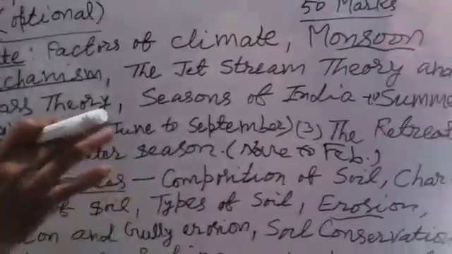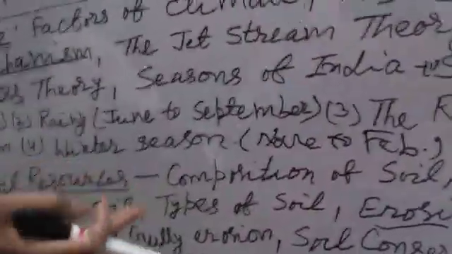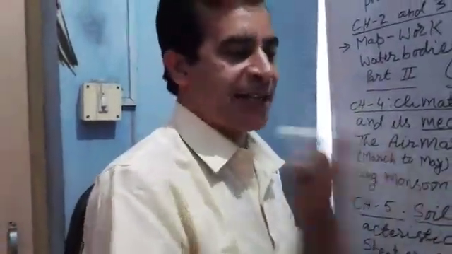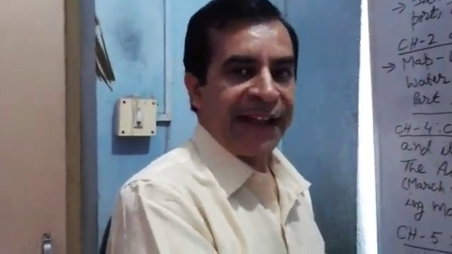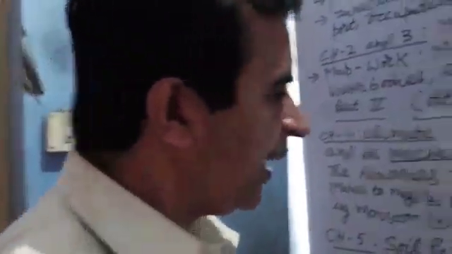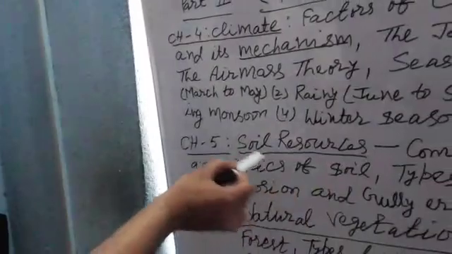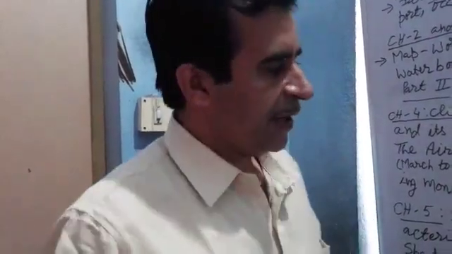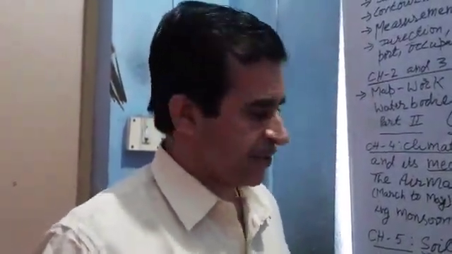December, January, February are the coldest months, and in these months temperature gradually decreases to 15 to 20 degrees Celsius. During this season, the western disturbance occurs from northwestern parts of India and gets rainfall in plain areas and snowfall in Himalayan regions. Clear? Next, soil resources. Soil is the natural precious resource on the earth's surface. It is formed by the weathering of rocks over a long period of time.